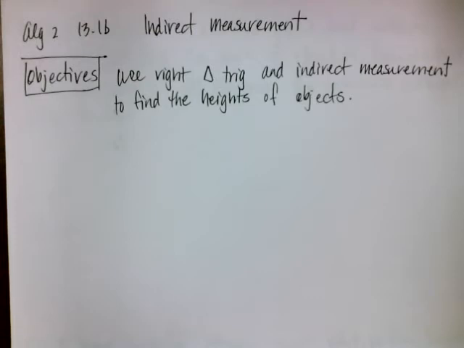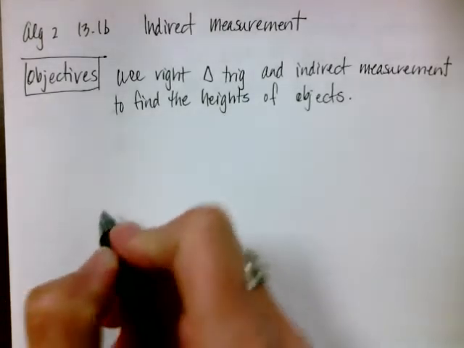We're going to do 13.1b today. We're going to be talking about indirect measurement. So we're going to use our right triangle trig and then indirect measurement to find the heights or lengths of objects that are difficult to measure. So a couple of vocabulary words as we get started.